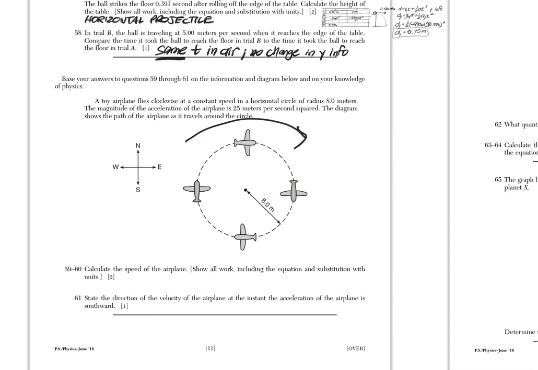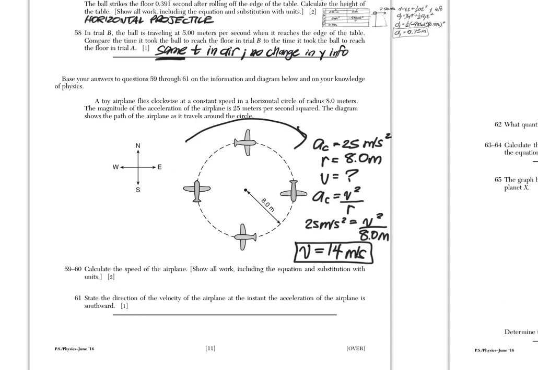So things that I know. I know my acceleration and my radius. I need the speed. Speed is 14 meters per second. Don't forget to square root.